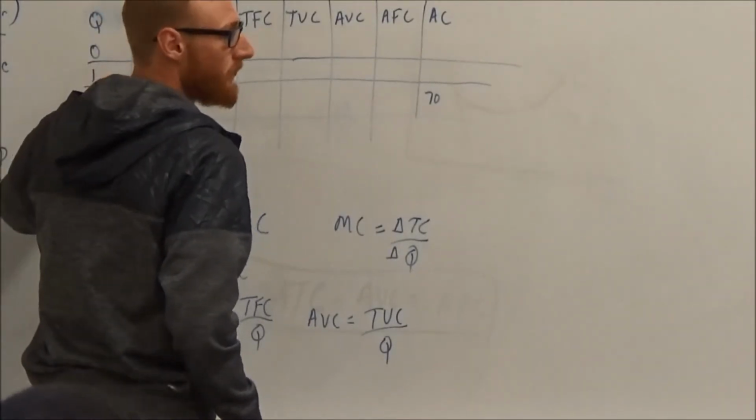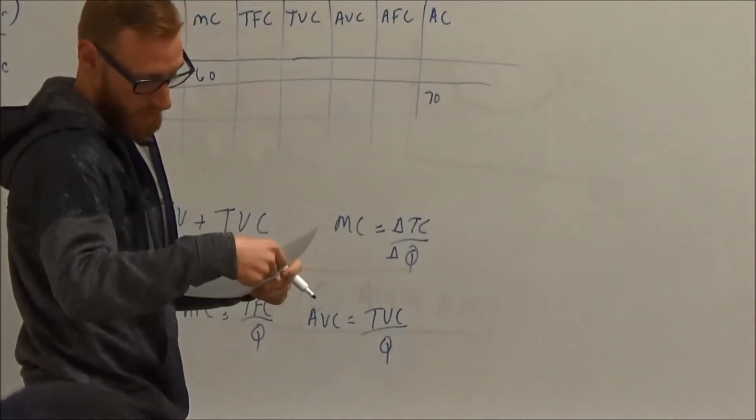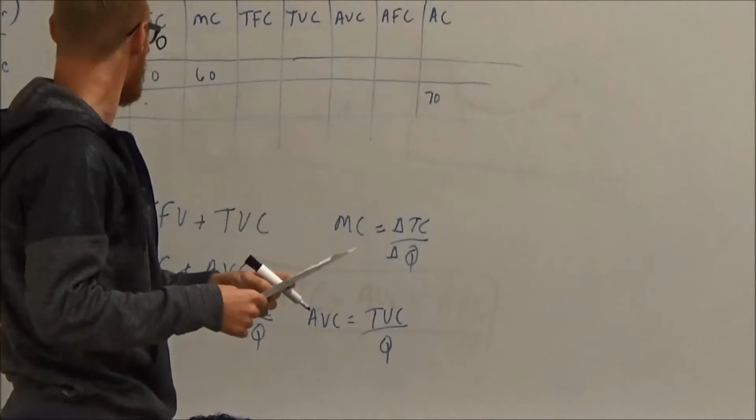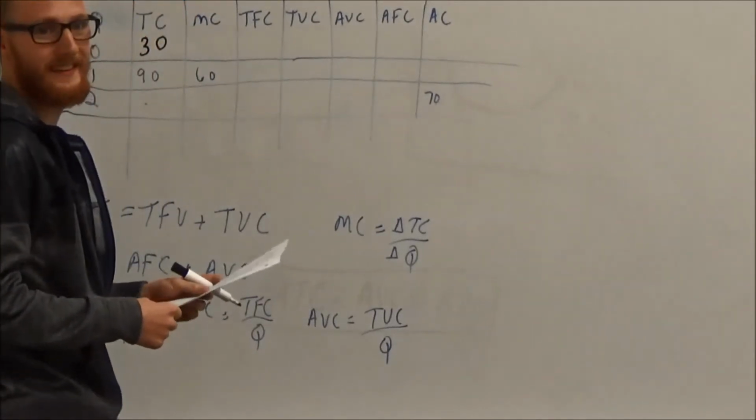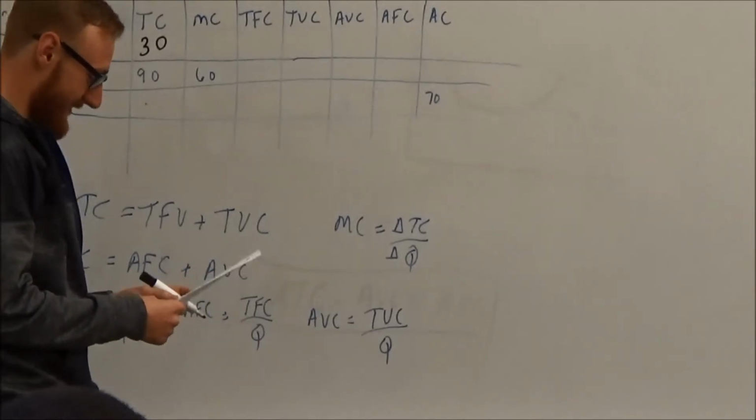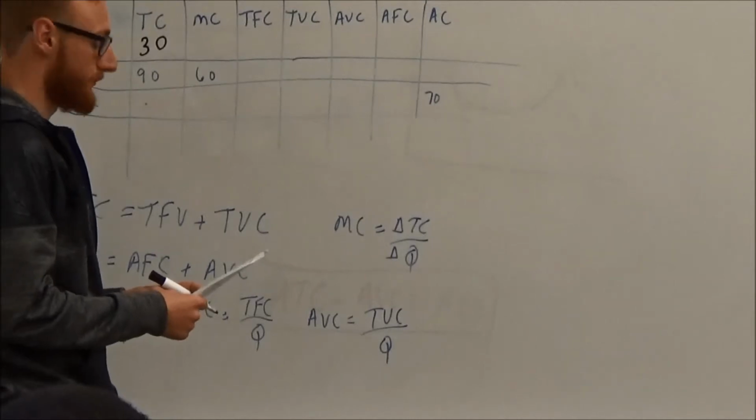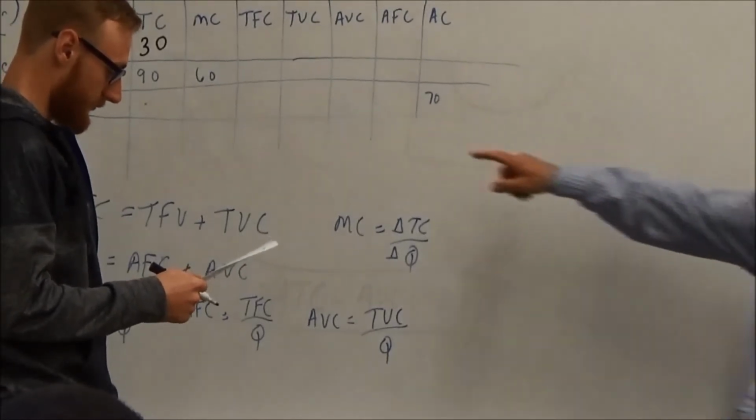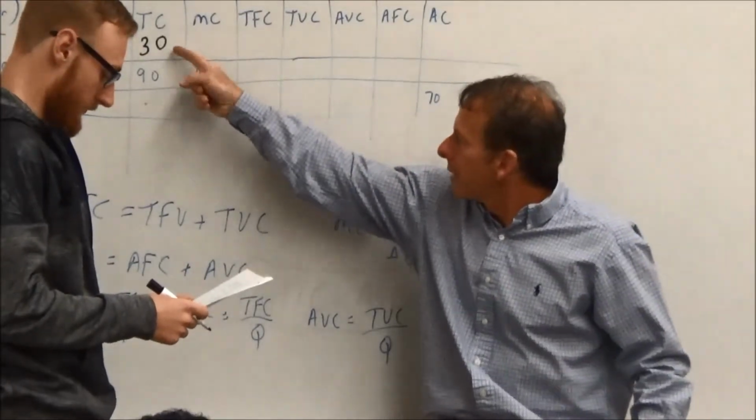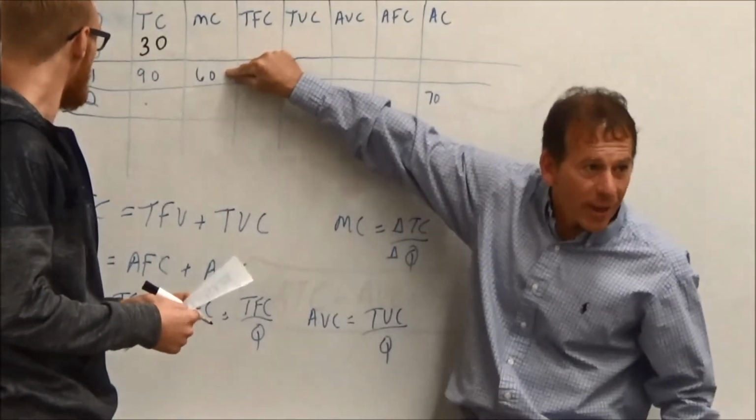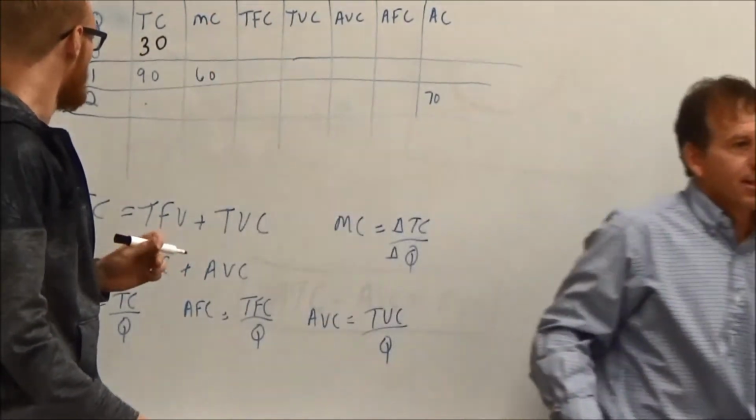Stop. Okay. Where did you get that from? 90 minus 60. See that one? It's good, right? Because the marginal cost is 60. So he's going from here to here and saying the difference between these two is 60. We know that. So if the difference between these two is 60, then that has to be 30.